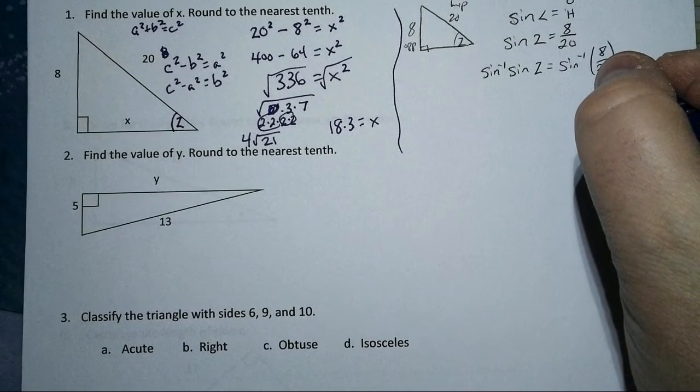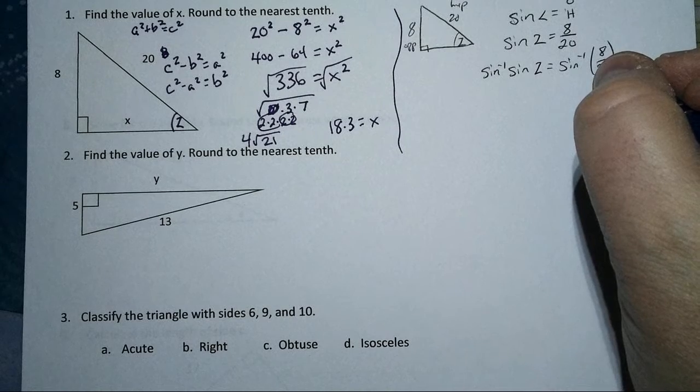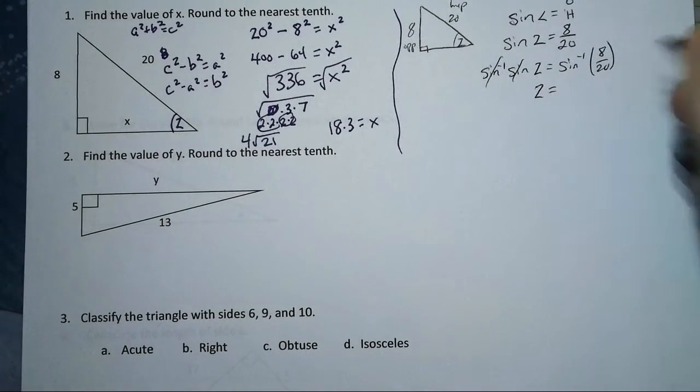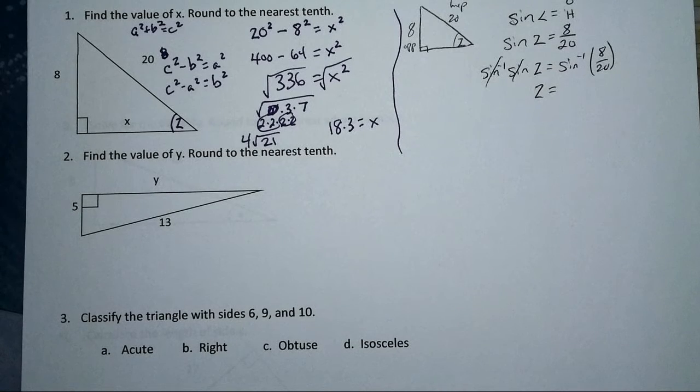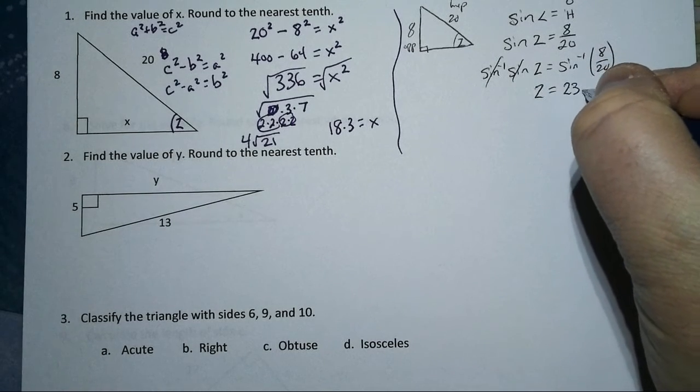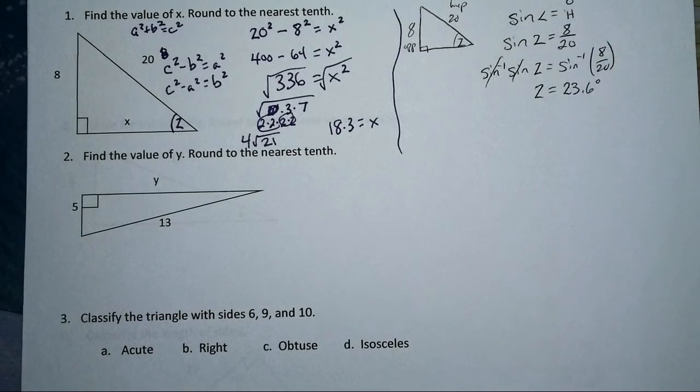We cross out the sines. We're left with z equals. On the calculator, we just hit trig, sine inverse. We enter our fraction, 8 over 20. We hit enter, and in this case we get 23.6. And this is degrees.